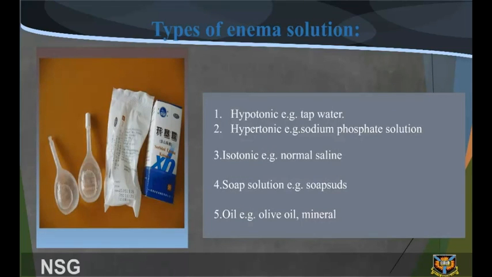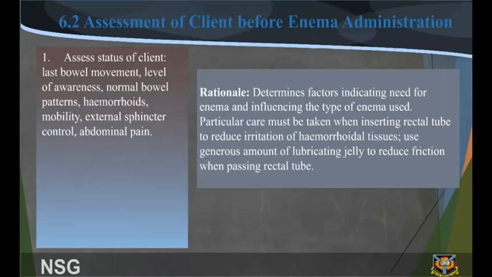Types of enema solution: hypotonic, e.g. tap water; hypertonic, e.g. sodium phosphate solution; isotonic, e.g. normal saline; soap solution, e.g. soap salts; oil, e.g. olive oil and mineral oil.